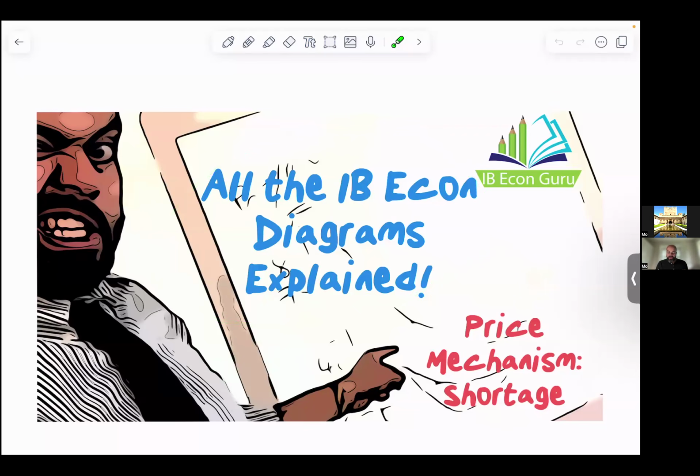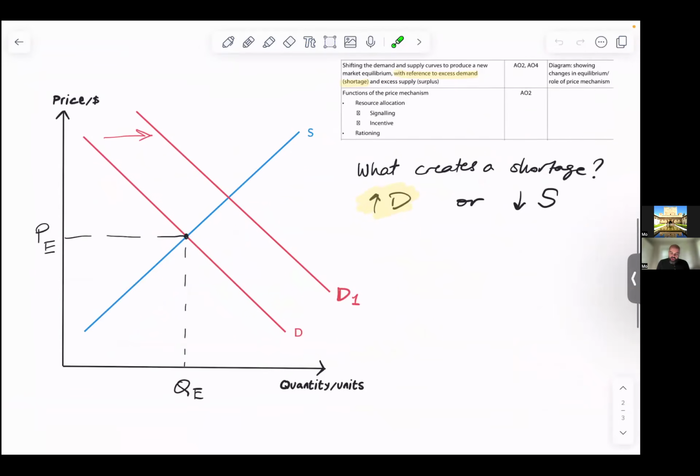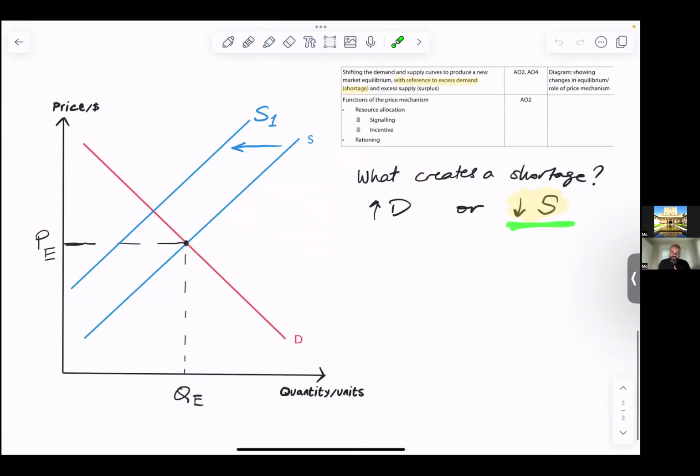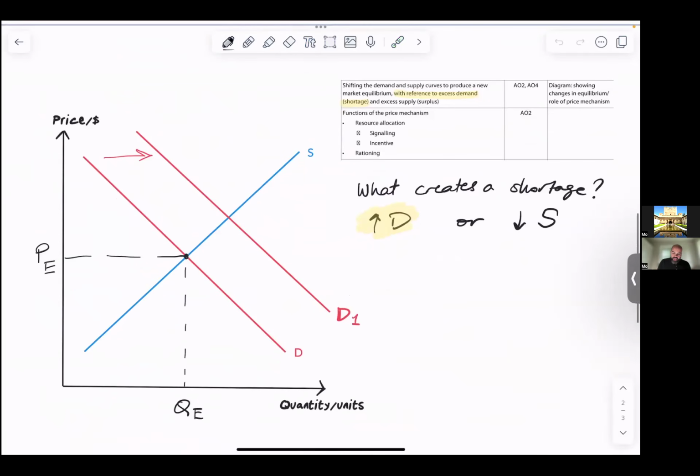So this week I'm going to focus on the price mechanism, the interaction of demand and supply in markets, and how the price mechanism clears shortages. So, what creates a shortage? A shortage is created when there's either an increase in demand or a decrease in supply. So first, I'm going to focus on an increase in demand, and then in the next slide, I'll focus on a decrease in supply. So remember, a shortage by definition is a situation where quantity demanded is greater than quantity supplied.